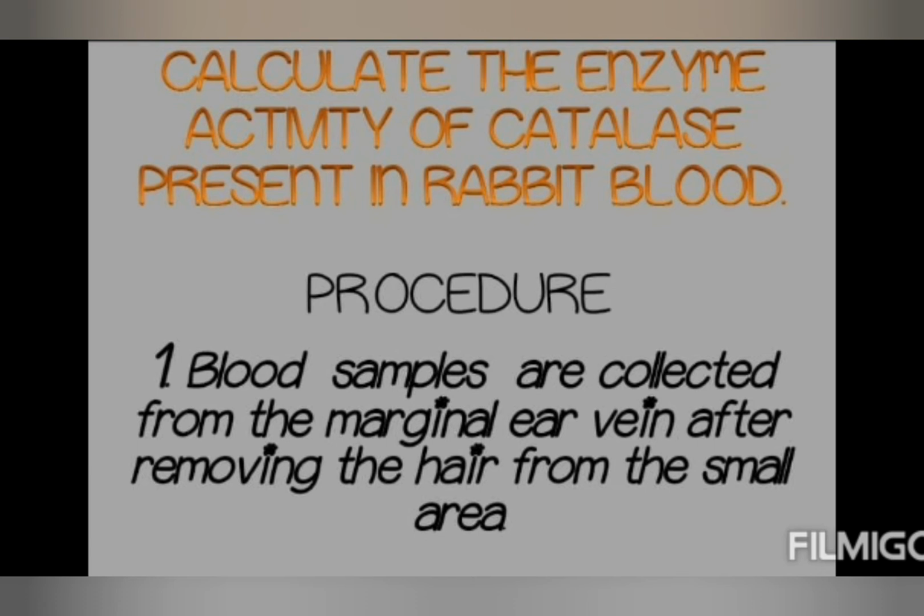Assalamu alaikum. My name is Misbah Latif and I am here to explain experiment number 11 procedure, that is to calculate the enzyme activity of catalase present in rabbit blood. So let's start with the procedure.